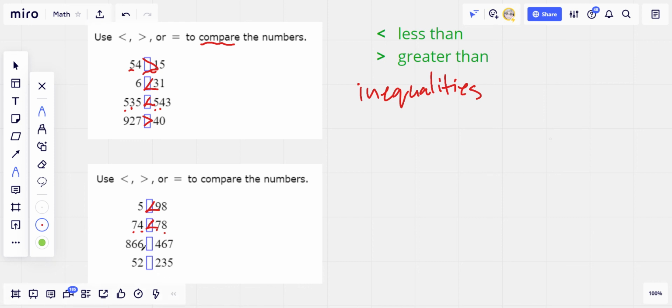Then we have 866 and 467, both 3-digit numbers. So we look at the highest place value, the hundreds place first, and 8 is greater than 4, so that goes there. And then finally, 52 and 235. 235 has more digits than 52, so 52 is going to be less than 235. So that's a little bit of work with inequalities.